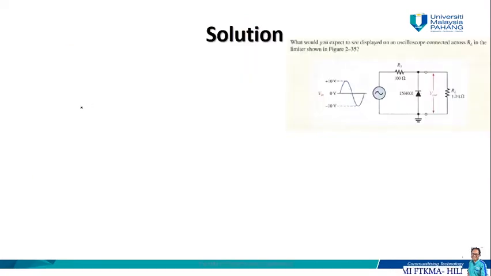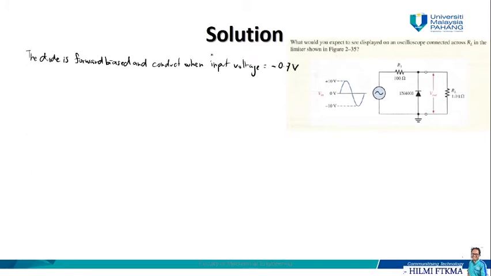So we can see that the diode is forward biased, and this diode is going to conduct when the input voltage goes below minus 0.7 volt, equal to negative 0.7 volt. And for the negative limiter, we are going to determine the peak output voltage across RL by the following equation.